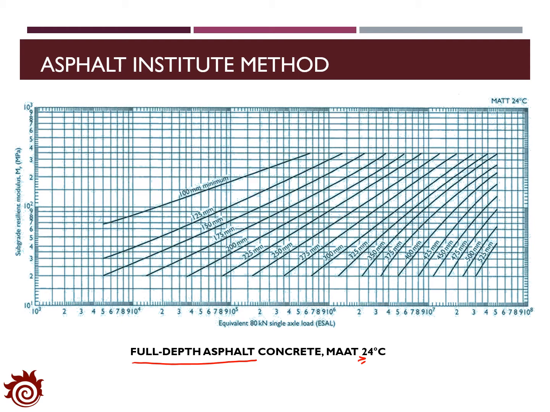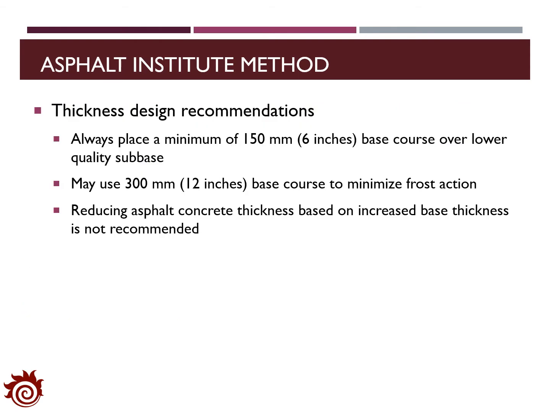You also need to use ESAL of the pavement and MR of the subgrade to find out the minimum thickness of the asphalt layers. Also, there are some recommendations about the thickness design based on the field observations. First of all, if the quality of the subbase is weak, then we should place a minimum of 150 mm or 6 inches of the base course over the subbase.